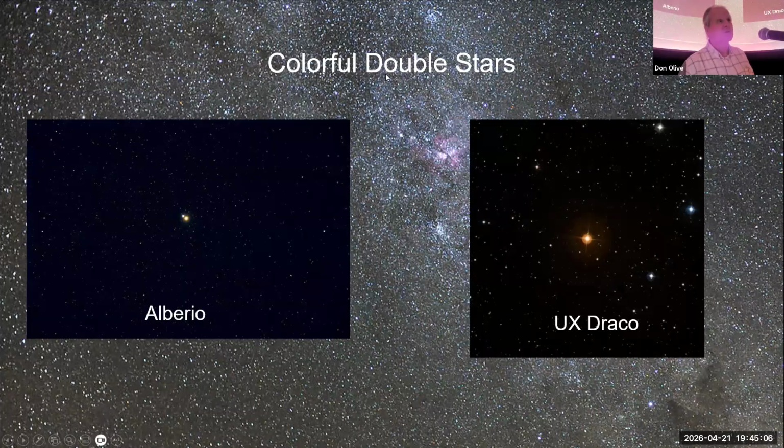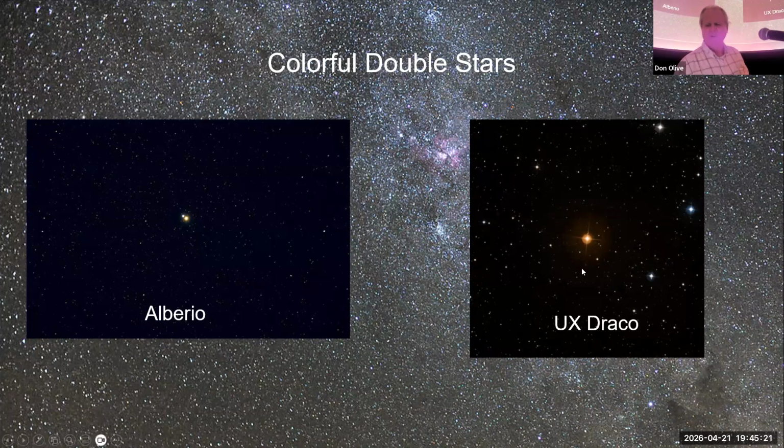And colorful double stars. These are something you can see regardless of your light pollution. Albireo is the nose of the swan. The swan's starting to rise now in the east. Another couple of weeks, you'll be able to see this nicely.